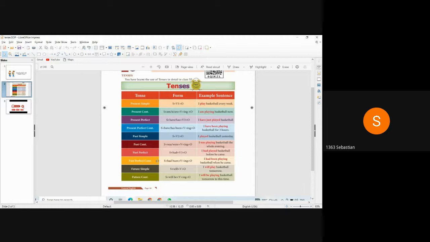Next tense is past perfect continuous tense. Past perfect continuous tense form is subject plus had been plus verb plus ing plus object. Example, I had been playing basketball when he came.